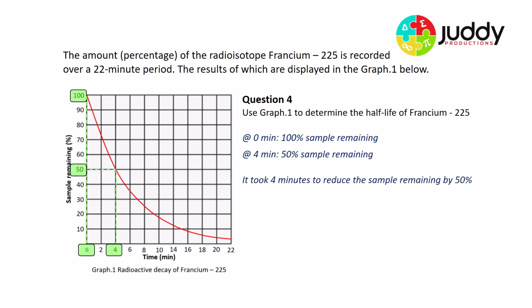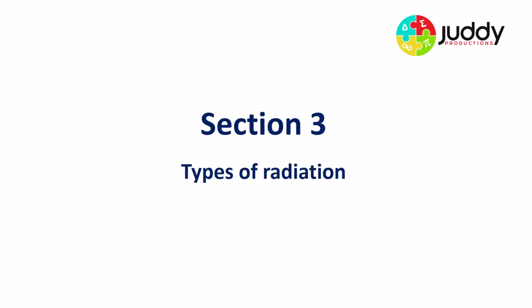So it took 4 minutes to reduce the sample remaining by 50%. Therefore, the half-life of francium-225 is 4 minutes. Section 3, types of radiation.